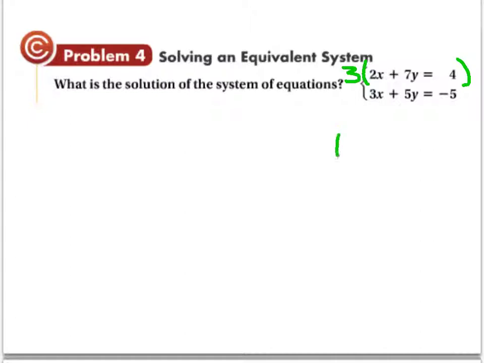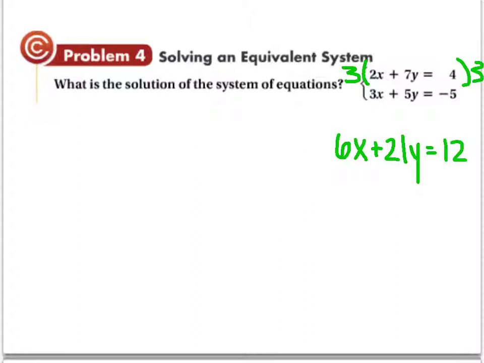Now I have 6x plus 21y equals 12. You do not change the value of the equation as long as you're multiplying everything by the exact same number. That's one of our properties of equality.